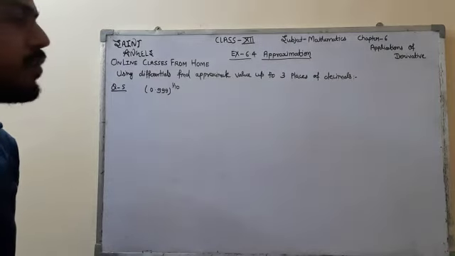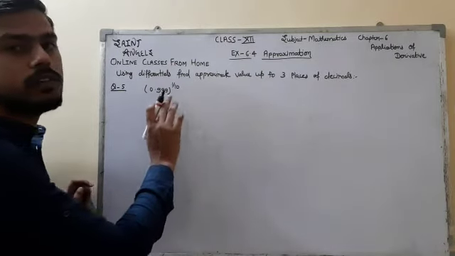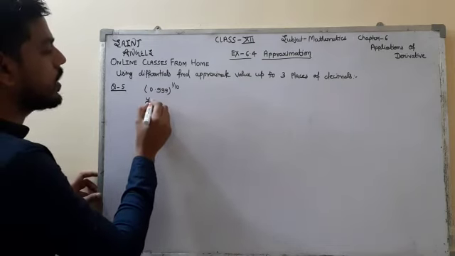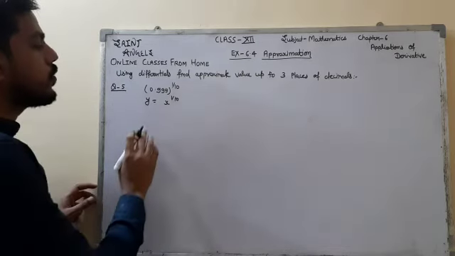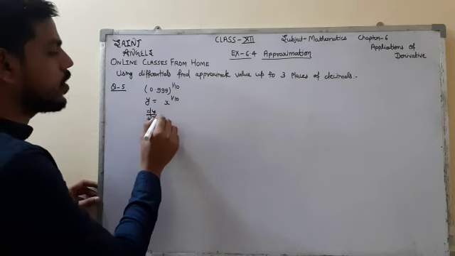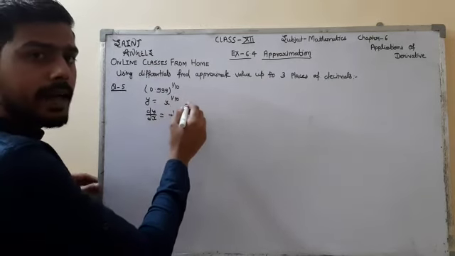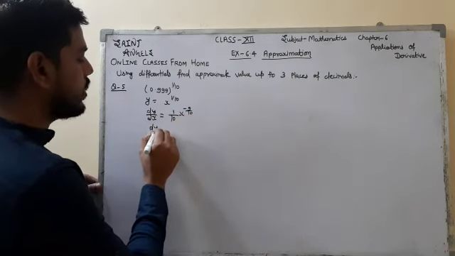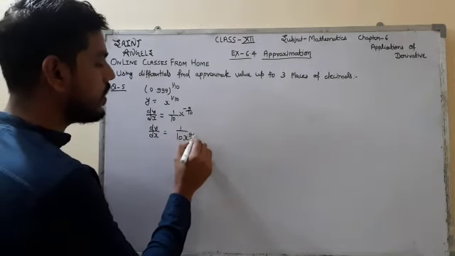Now we will look at question number 5, where we have to find the value of 0.999 raised to 1 upon 10. First of all, identify the function. The function is of the form y equals x raised to 1 upon 10. Now first of all we will differentiate it. So dy over dx would be 1 upon 10 x raised to 1 upon 10 minus 1, which becomes minus 9 upon 10. I could say dy upon dx equals 1 upon 10 x raised to minus 9 by 10.